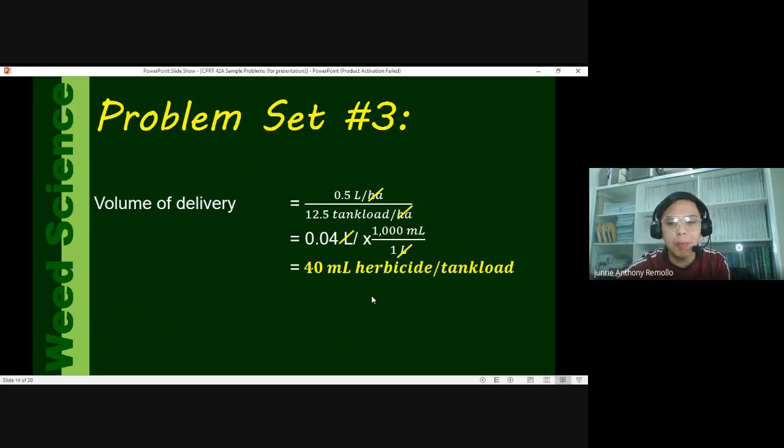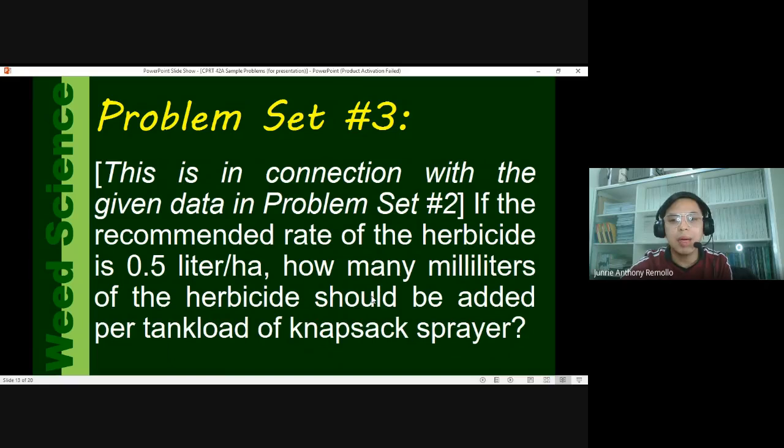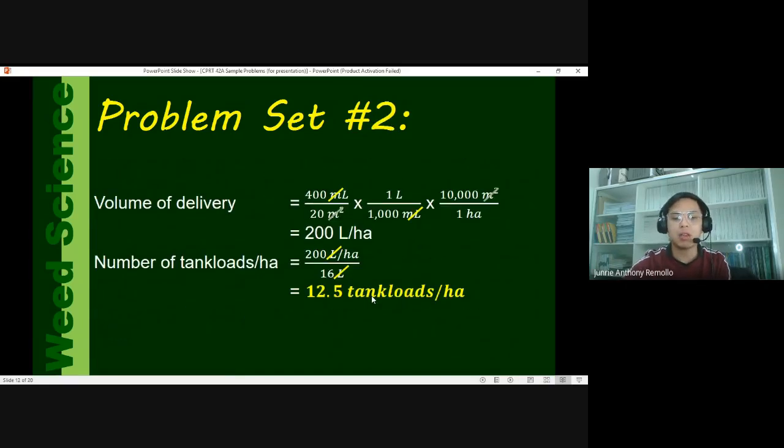So we multiply it by 1,000 ml divided by 1 liter. So we cancel the liter units. And it will result to 40 ml herbicide per tank load. So that would be the milliliters of herbicide that should be added per tank load of knapsack sprayer.